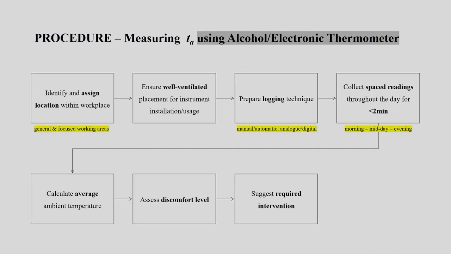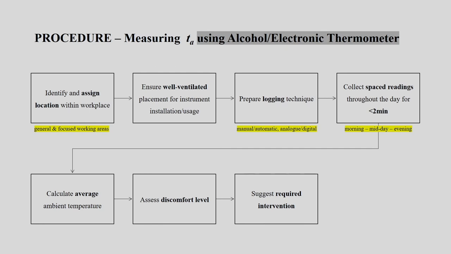So what is the procedure of this particular method? What we are going to do is identify and assign the location within the workplace. So suppose this is the recording room, I want to measure the air temperature over here. So we will try to understand what are the positions or locations that we are going to measure for the air temperature. So maybe we can create the grid. Normally, if it is a small room, then we can have a 9-point grid like 1, 2, 3, 1, 2, 3, and in between 1, 2, 3. So, like that, we can create 9 points and we can measure the grid.